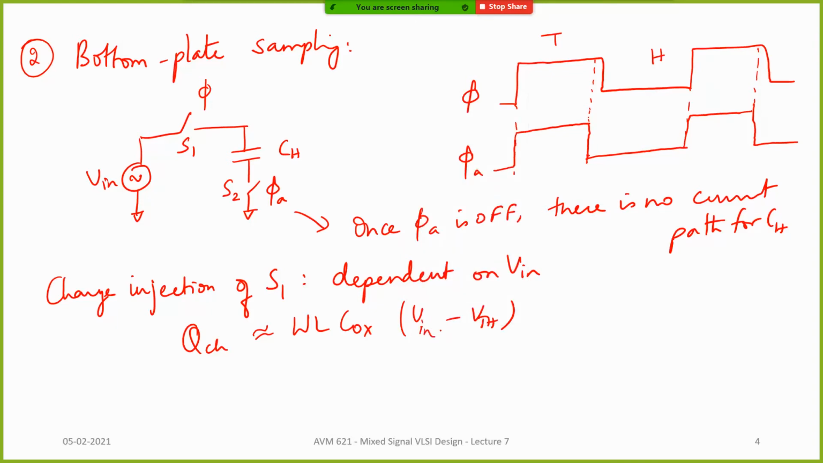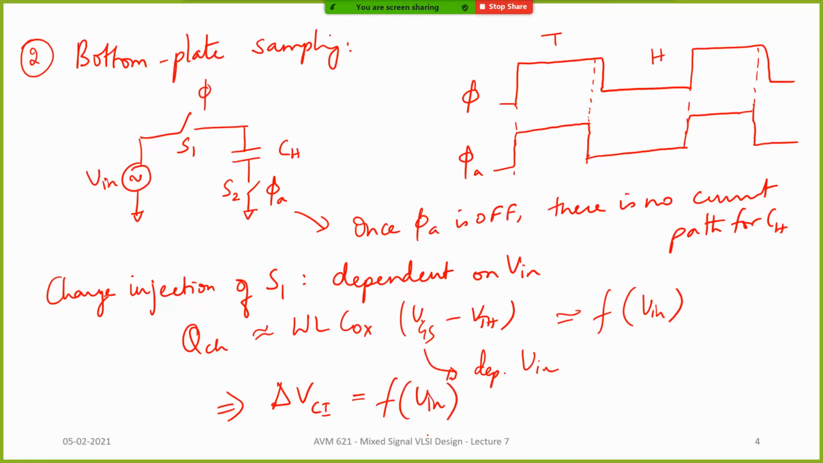Or let's just write it VGS so that all the effects are taken care of. So now VGS is basically dependent on Vn. So the charge in the channel is also a function of Vn, which basically means that delta V due to charge injection is also a function of Vn, right? Now what happens if you have a delta V which is a function of Vn?